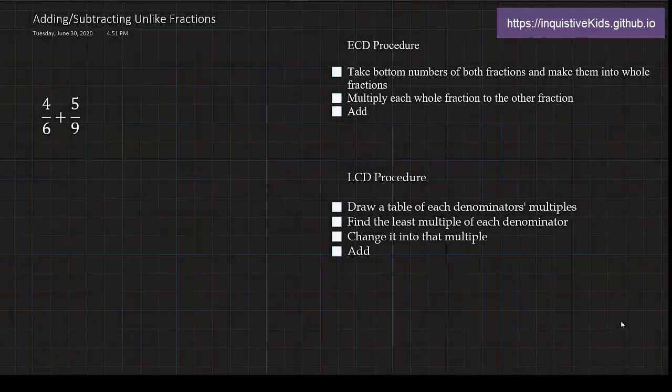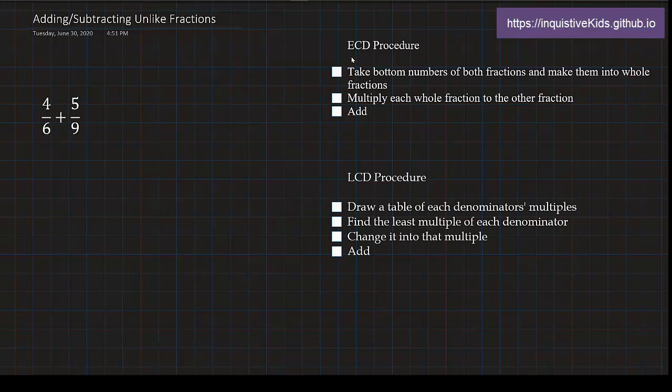In this video, we will be learning how to add and subtract unlike fractions. So, you probably already know how to subtract or add like fractions with the same denominator. But what if you're trying to add or subtract unlike fractions? What if the two denominators are different? Well, the only way to subtract or add unlike fractions is to make them into like fractions. And we're going to do that by changing them into their equivalent fraction.